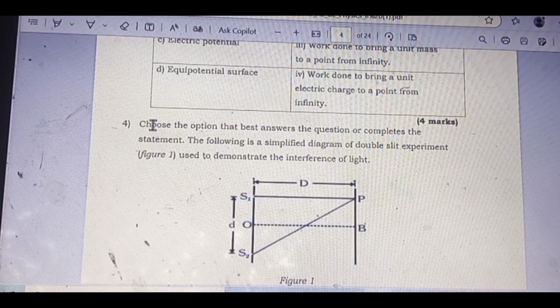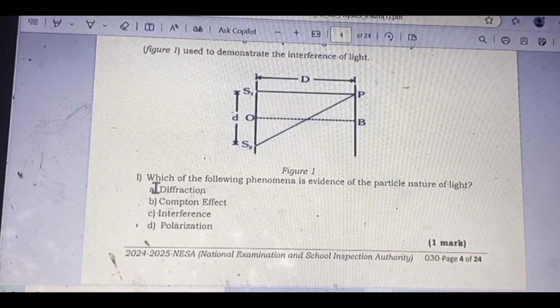Question 4. Choose the option that best answers the question or completes the statement. The following is a simplified diagram of a double slit experiment used to demonstrate the interference of light. I. Which of the following phenomena is evidence of the particle nature of light? The correct answer is letter B, Compton effect.